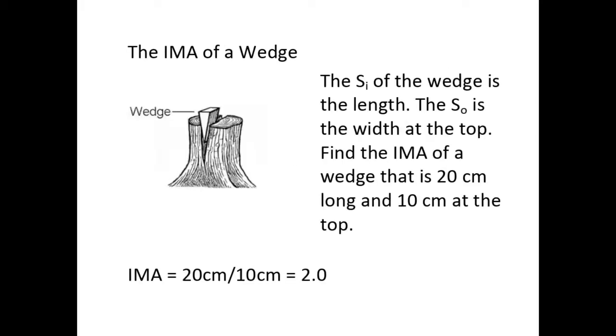Okay, let's take a wedge. A wedge is used to split wood and things like that. The SI of the wedge is the length of the wedge. The SO is the width at the top. So find the IMA of a wedge that's 20 centimeters long and 10 centimeters at the top, and you get an IMA of 2.0.